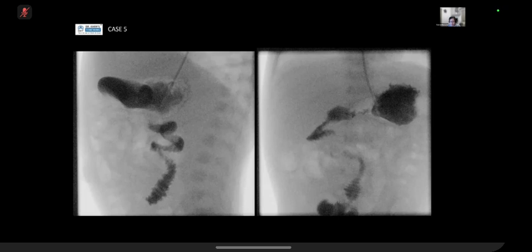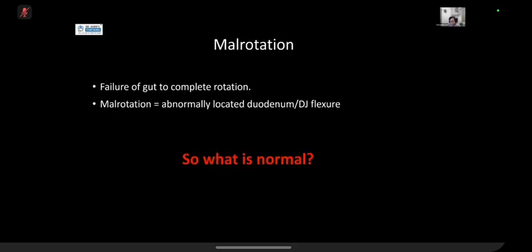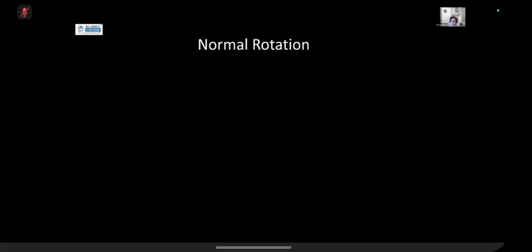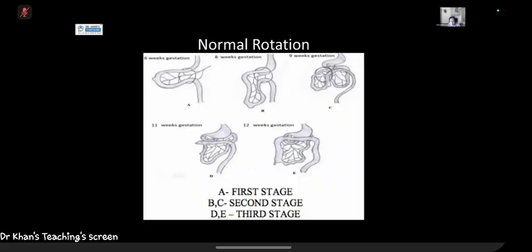So it's something that you don't always see, but when you see malrotation, you want to be mindful that malrotation predisposes to volvulus. Okay, so what's a malrotation? Malrotation is your failure of your gut to complete the rotation. And of course, when you say malrotation, it's your abnormally located duodenum or DJ flexure. So what's normal? Your midgut goes outside of the abdominal cavity to allow it to grow. It then turns 90 degrees anti-clockwise along the SMA axis, giving you all your ileum on the right-hand side and all your colon on the left-hand side, as in this picture here.